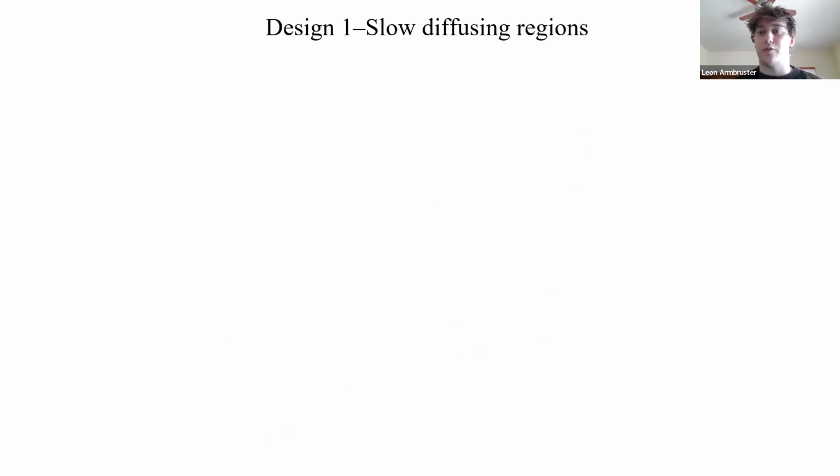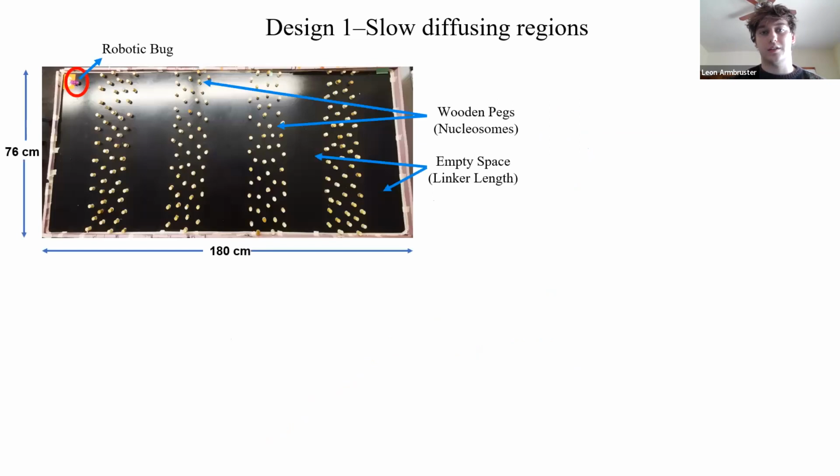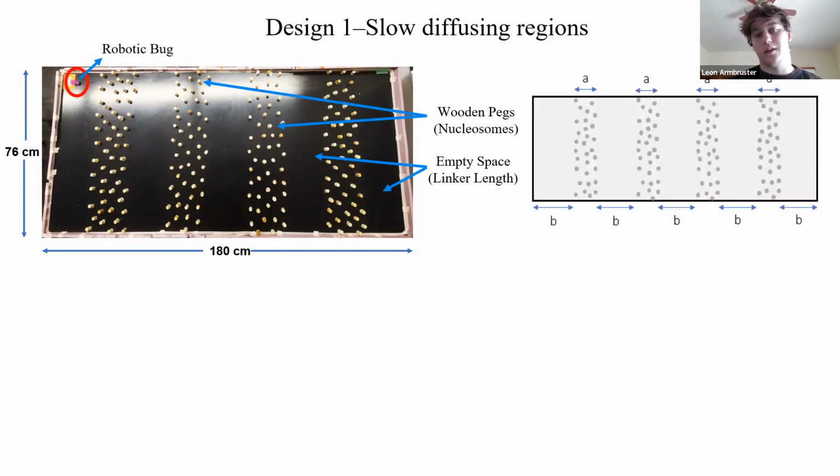And this leads us to our first design of the obstacles, the nucleosomes in our system. So what we did is we chose wooden pegs and represented nucleosomes. And we arranged them in sort of a patterned region. So a region with obstacles, and then a region without. Again, important to remember that all we want these obstacles to do is change how diffusive the robotic bug moves through them. And from here on out, I will also refer to the region with obstacles as A and the region without obstacles as B.